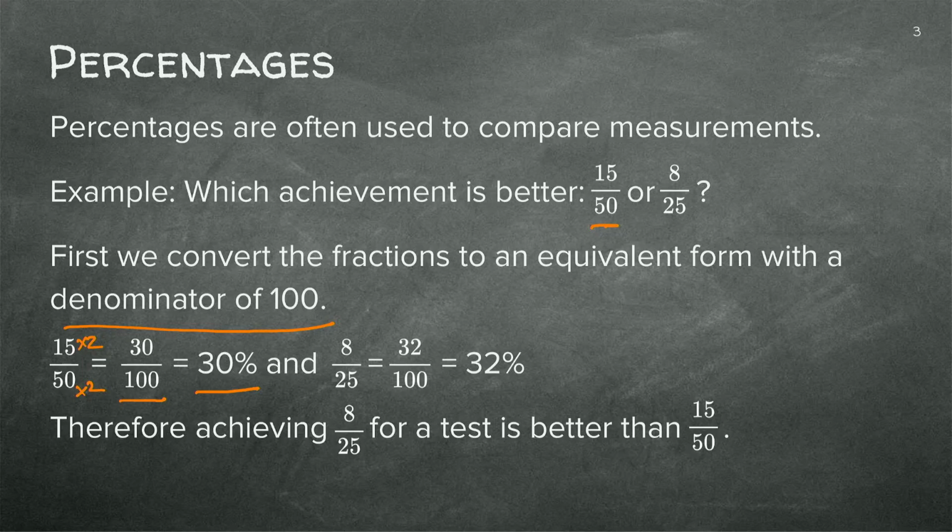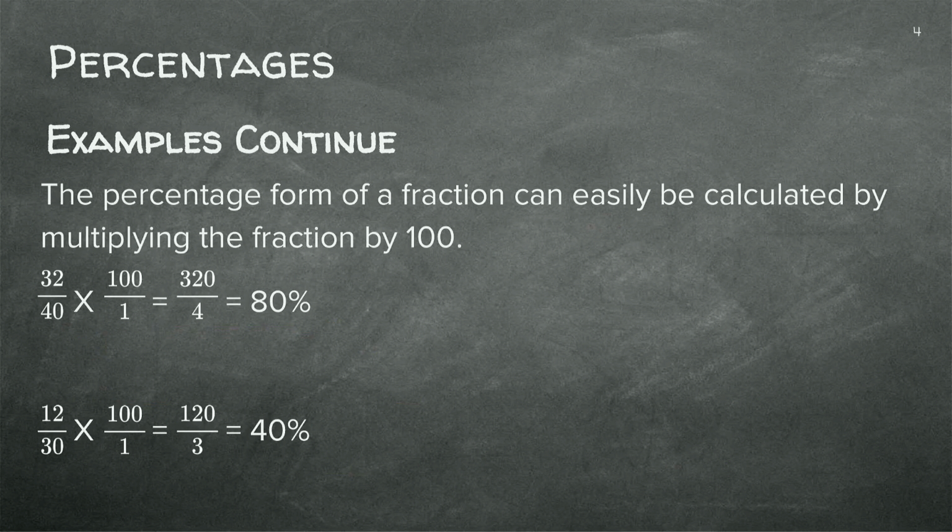So if you got 8 out of 25, to get 25 to 100, we must multiply the bottom by 4 and the top by 4. So in actual fact, you got 32 over 100 or 32% for that test. Therefore, achieving 8 out of 25 for a test is better than 15 out of 50. Okay, right, let's do another one.